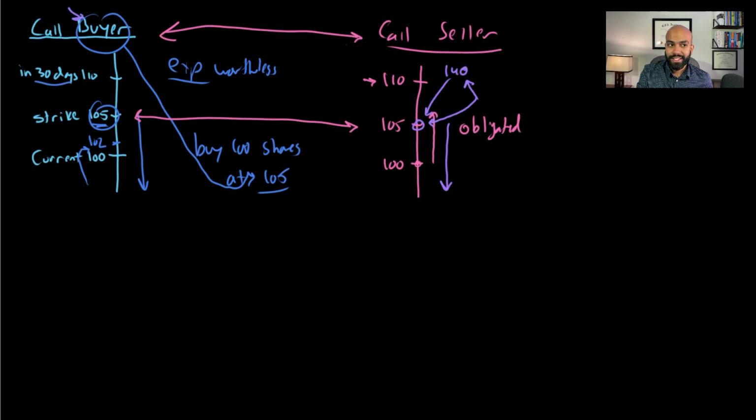But what happens statistically is that the stock will stay below 105. So what happens then? That means the call buyer would not exercise their option of buying the stock for 105, because again, they can buy it in the open market for 102. So that means in 30 days, their contract expires worthless and the call seller makes money. That means they get to keep the entire $2 premium.